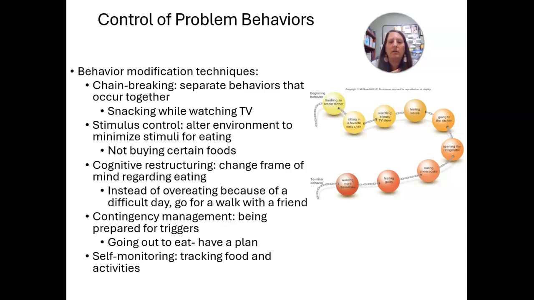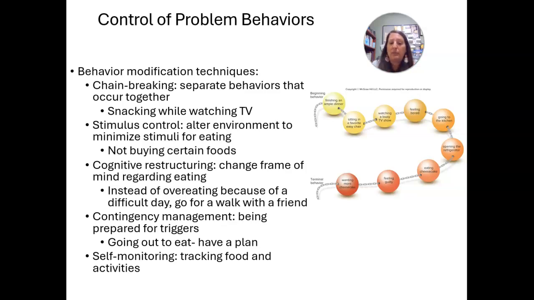Stimulus control, again, alter the environment to minimize stimuli for eating. So don't have certain foods in your house. If they're not there, they're not going to tempt you. Cognitive reconstruction, change the frame of mind regarding eating. So instead of overeating because you had a difficult day or you're stressed, do something else to take care of that difficult day or stress, like walking with a friend.